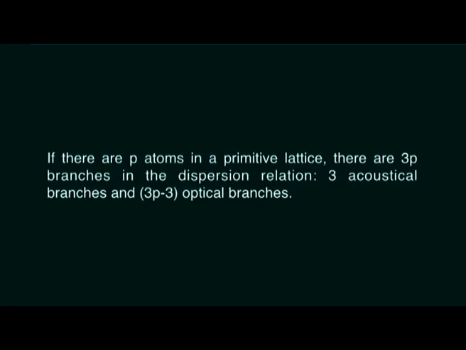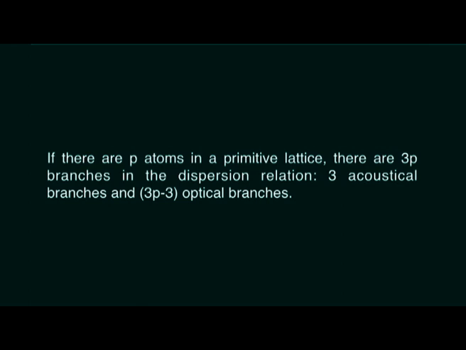So, that is why we have branches like LA, LO, TA and TO. Now, the question is, can you predict how many branches there are depending on the number of atoms in a lattice? The answer is like this. If you have p atoms in the primitive cell, there will be 3p branches for the dispersion plot. For example, which we did for the diatomic lattices, right. So, there we will expect that there will be 6 branches for the dispersion plot.